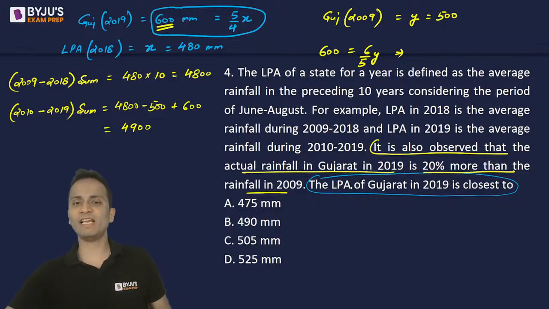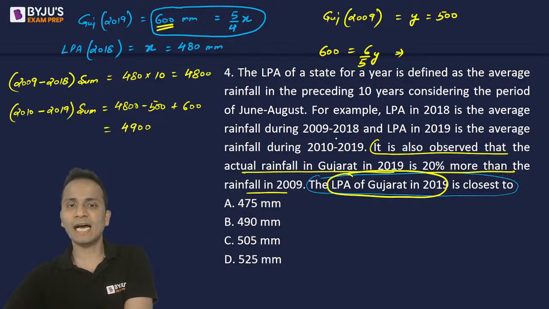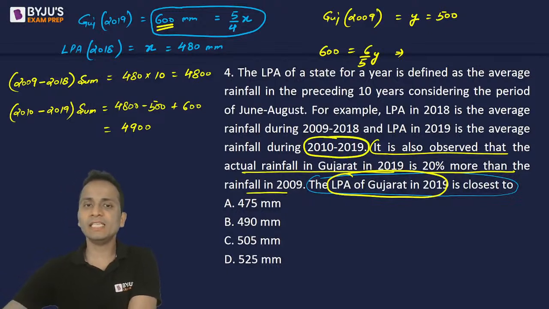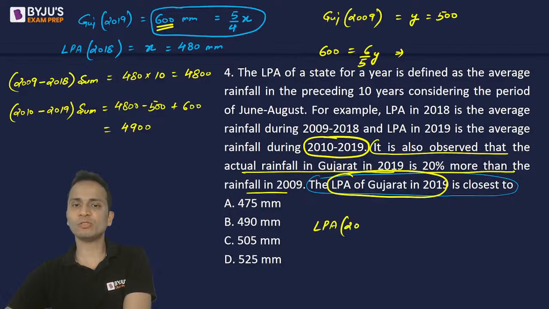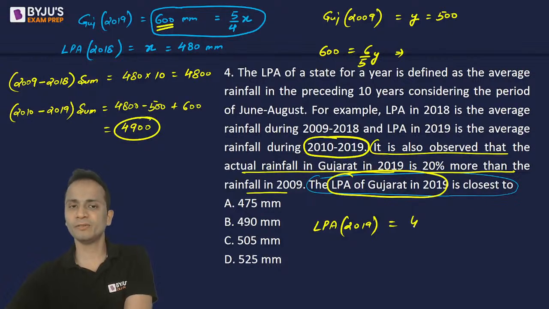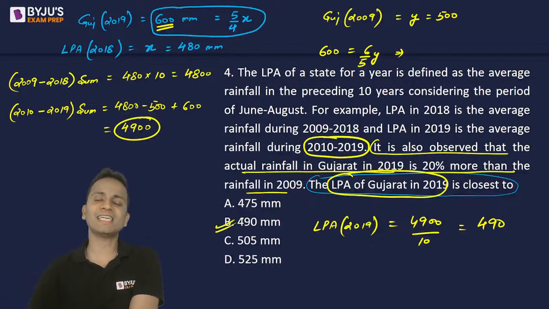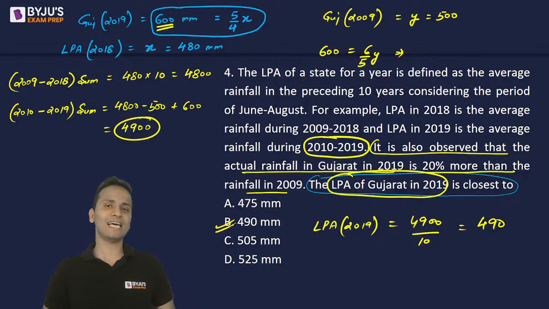What do we have to calculate? We have to calculate the LPA of 2019. You can see that LPA of 2019 is the average during 2010 to 2019. So LPA of 2019 will be the sum, which is 4900, divided by the number of years, that is 10, which comes out to be 490, and the correct answer is present among the options. So the correct answer here is 490.